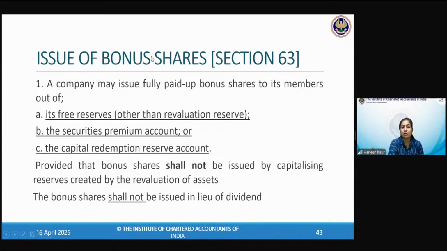So this is something which you have been reading since childhood. Company can issue fully paid bonus shares out of free reserves other than revaluation reserve, out of SPA and CRR. Remember, when redemption of preference shares was done, we specifically created CRR up to the nominal value of shares. And I told you that this capital redemption reserve can only be utilized for issue of fully paid bonus shares.